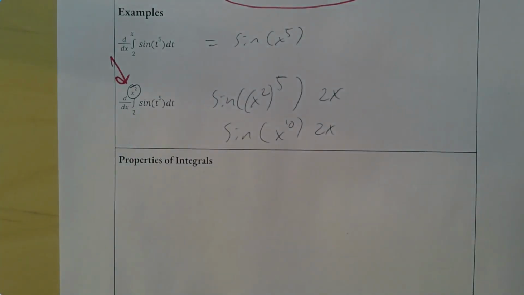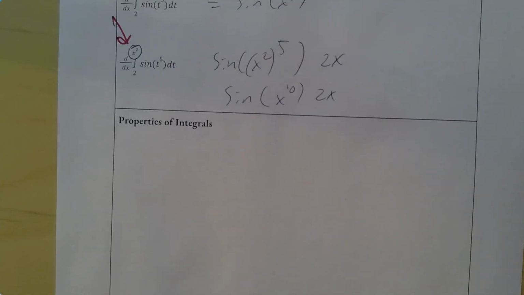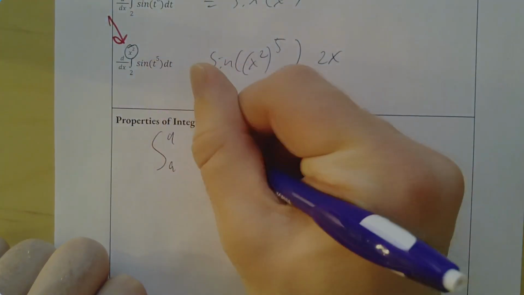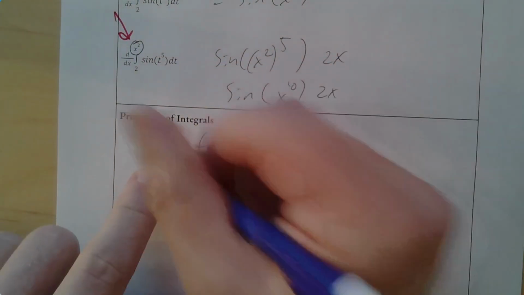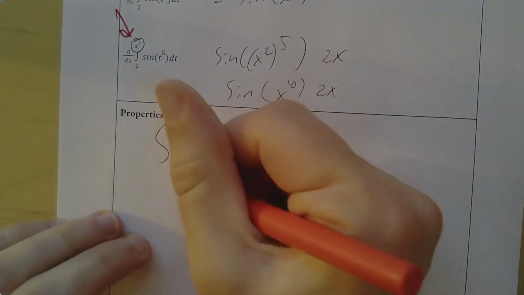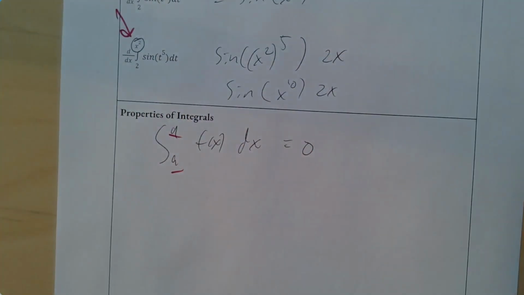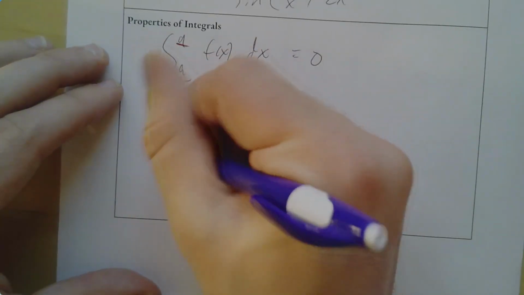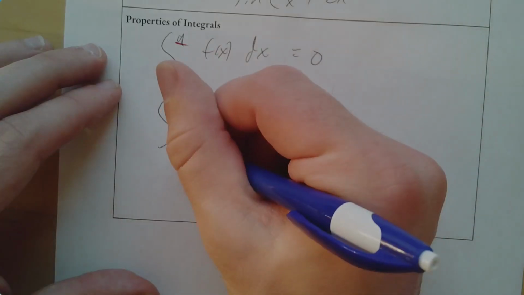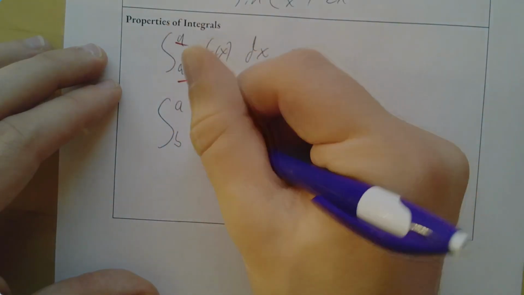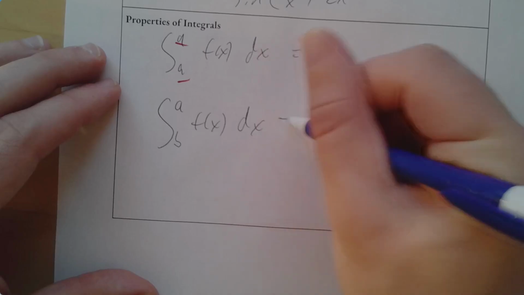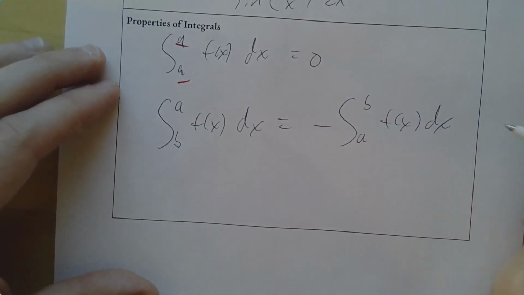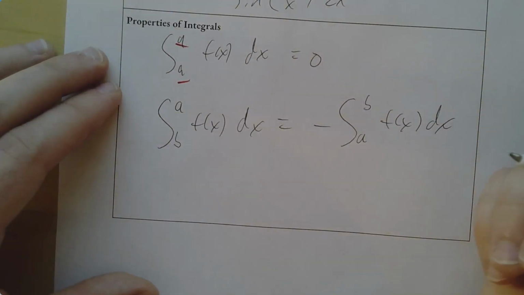Properties of integrals. The only two things I wanted to go over here: the integral from a to a of some function is just 0. If these two limits match, the integral is just 0. That's a big one. The other one is that if you have it in the wrong order, like from b to a instead of from a to b of f of x dx, you make it negative, and you can flip them. That's another really important idea that comes up a lot.